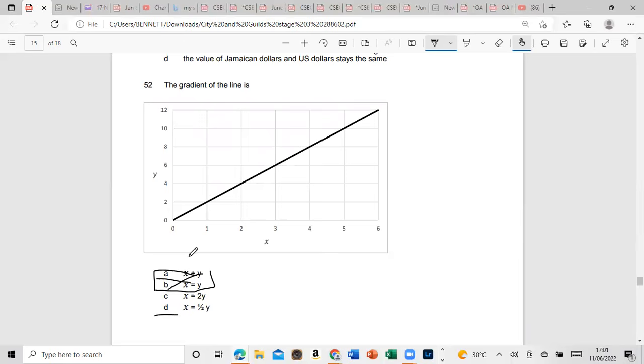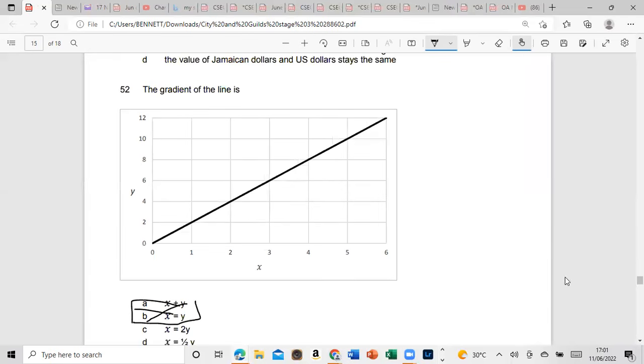This is an awesome question. So see, when y is 2, x is 1. When y is 4, x is 2. So that means x equals half y. In order to get x, you just take half of whatever the value of y was. This is a very good question. I really appreciate this question.